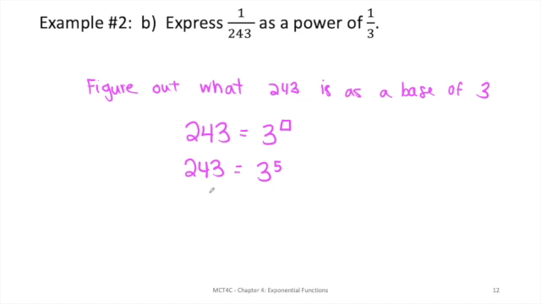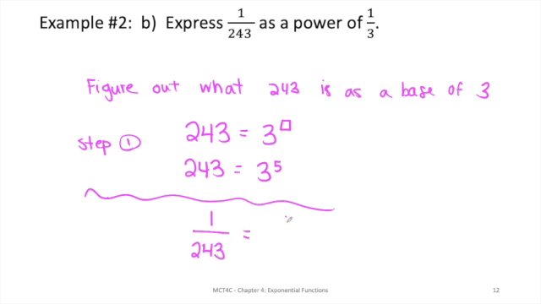So when you do that, step 1 is done. Now you need to plug it back into your original expression. So 1 all over 243 is equal to 1 all over 3 to the 5. Or you could write it as 1 all over 3, all to the exponent 5 as well, because then it looks a little bit more like the 1 over 3 of the power.